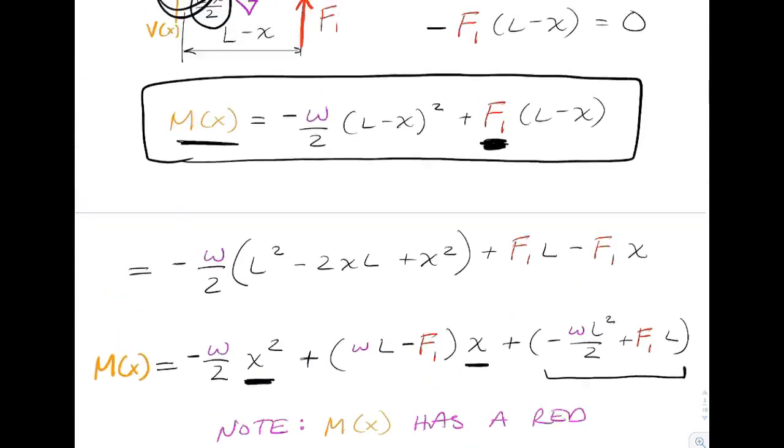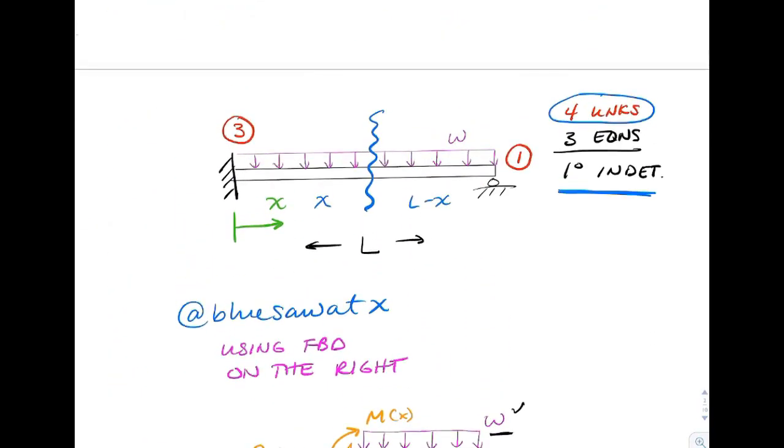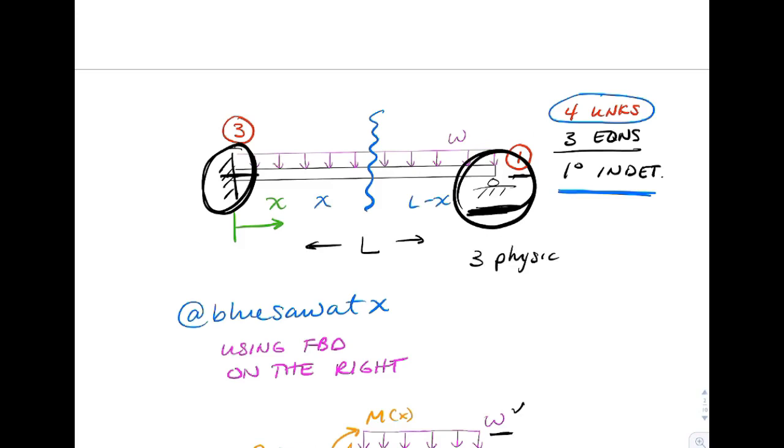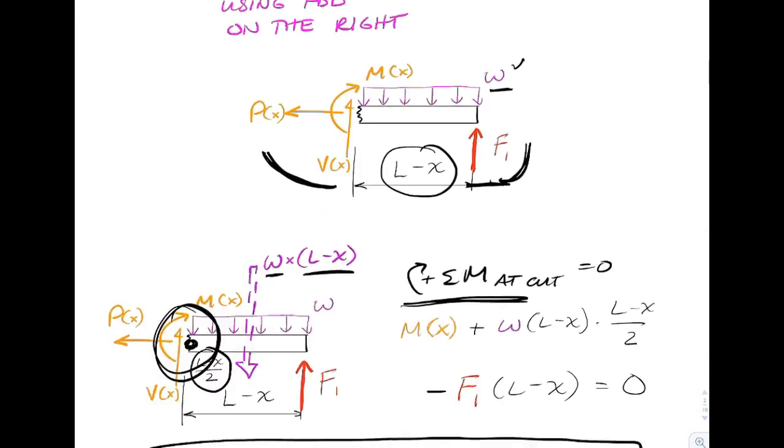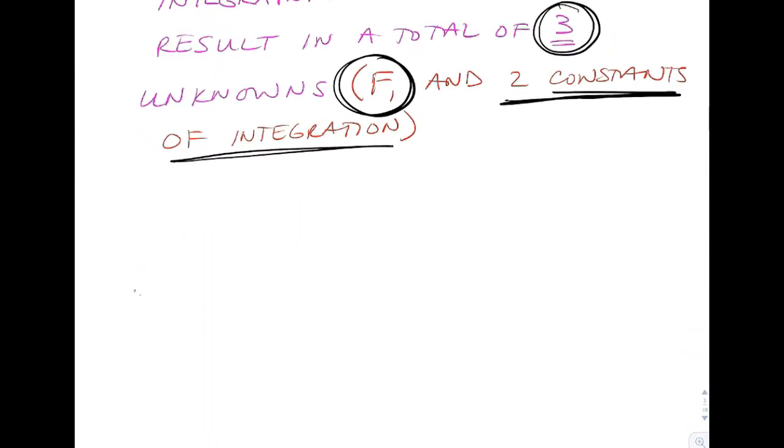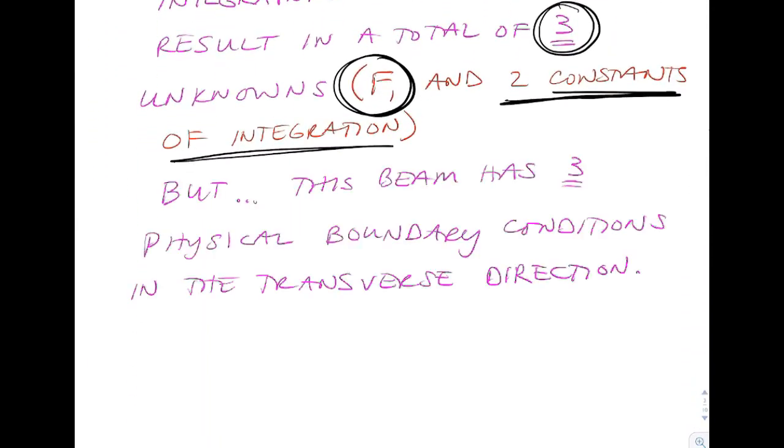So we're going to slide right back up to the picture here. And we know in this beam we have a kinematic restraint at the right end, and at the left end, in the transverse direction, we're going to have 2. We know the deflection and we know the slope. So we're going to have a total of 3 physical boundary conditions in the transverse direction. In a determinate beam, we would only have 2.